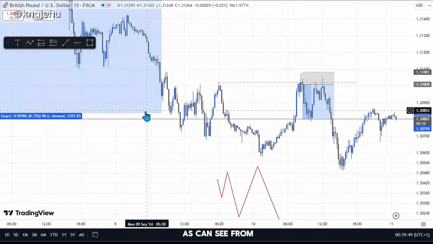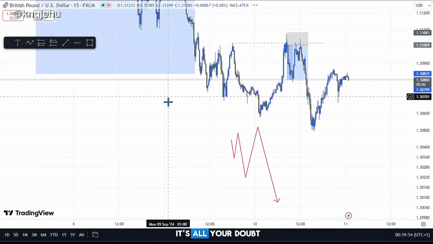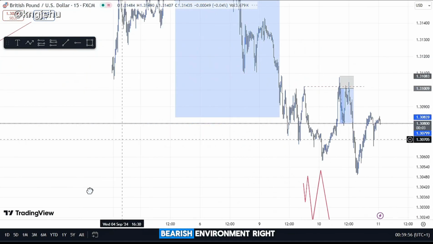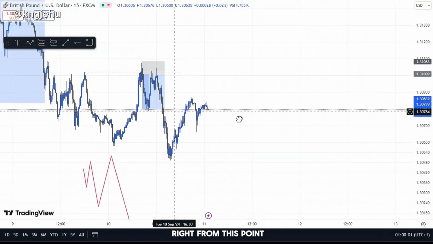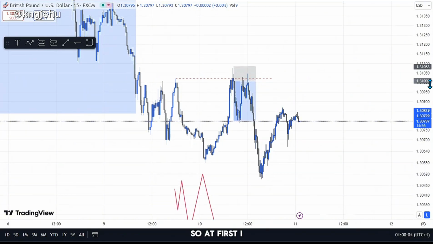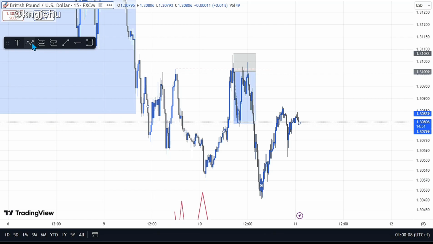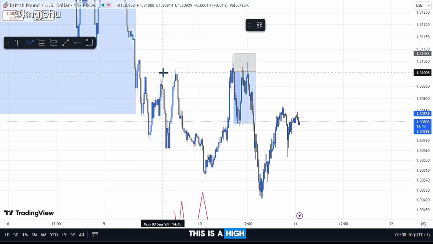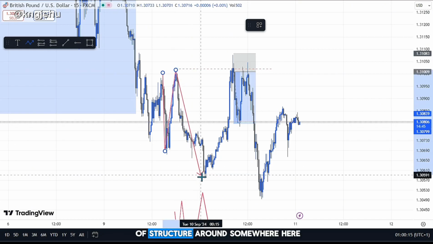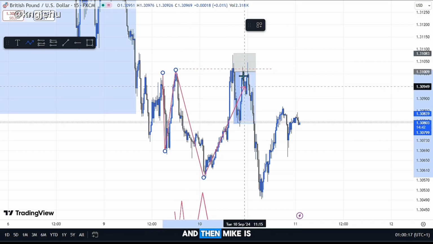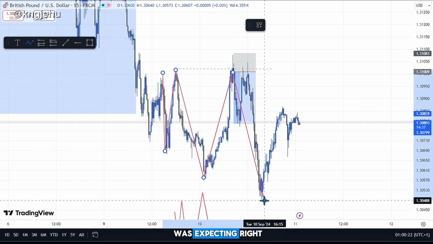So as you can see, from this point, I started looking for opportunities to sell, because it's obvious that we are in a bearish environment, right? So I was looking for opportunities to sell right from this point. At first, I was like, okay, this is a high. Let me say what I did. I said, okay, this is a high and this is a low. This high was swept. There was a break of structure around somewhere here, and then the market is just going to come back here and boom, and that's what I was expecting, right?